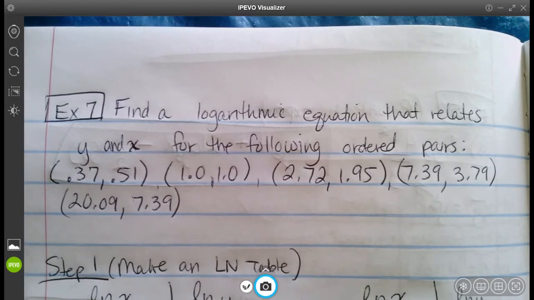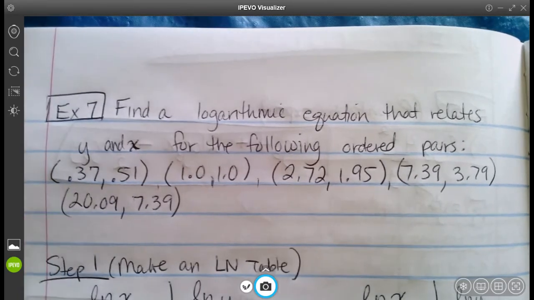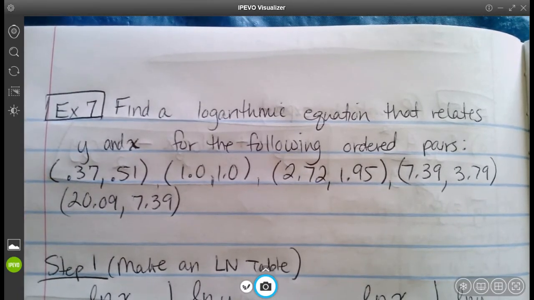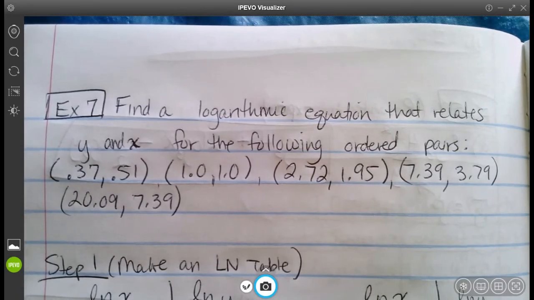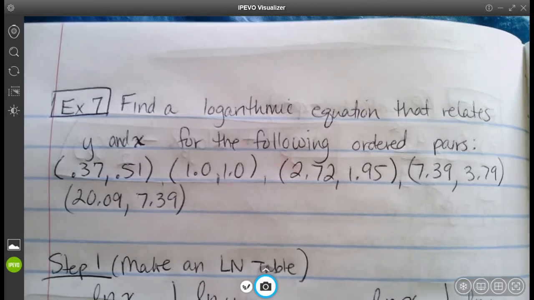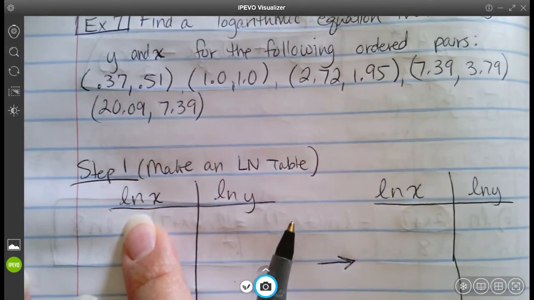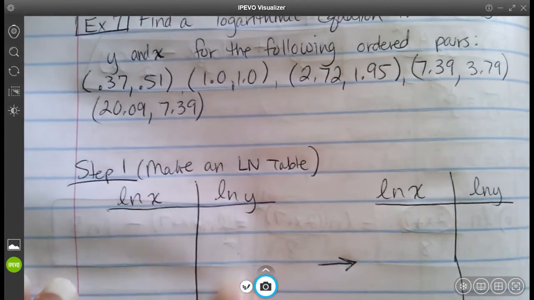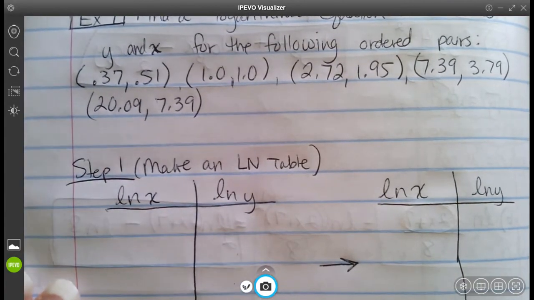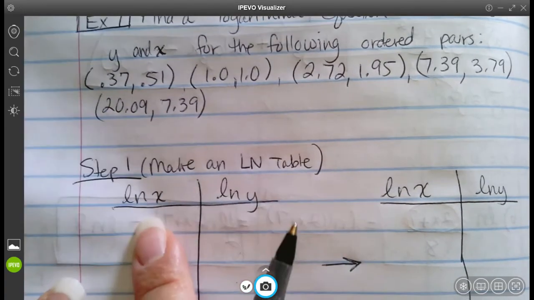What we're going to do is start off by making a table, okay? Generally, what you want to do is graph this and see more or less what the regression line will look like. But since we don't really have those kind of graphing utilities, we're going to use ln to help us. So step one is to make an ln table. And here's how it works. You take the ln of all the x's, the ln of all the y's, and then you're going to find the slope for that, okay? Because this should be a line. So here's how this would look.